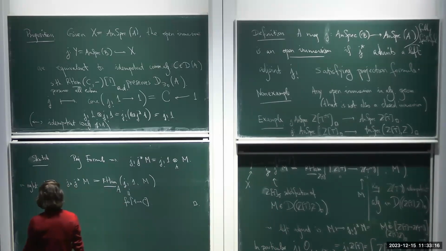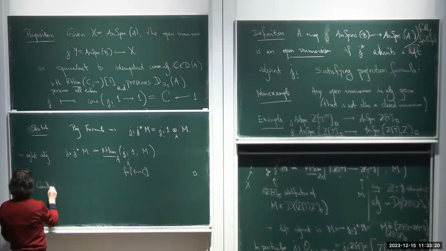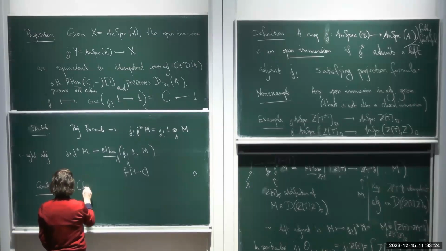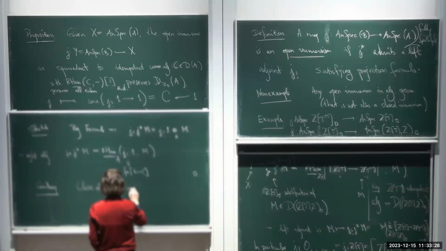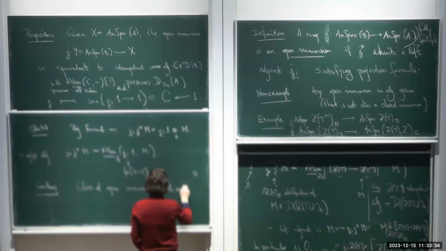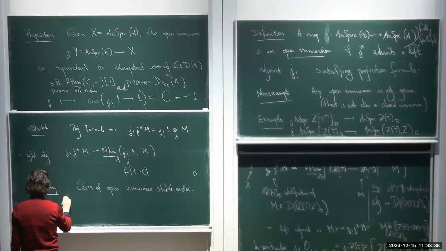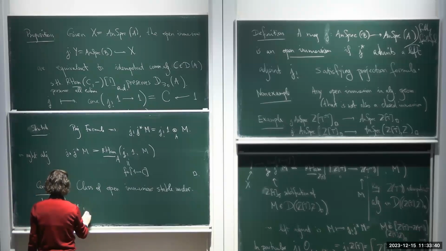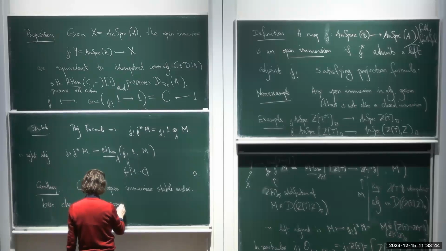And again, as a corollary of this, you can check that the class of open immersions is stable under base change. And this j lower shriek functor commutes with base change.